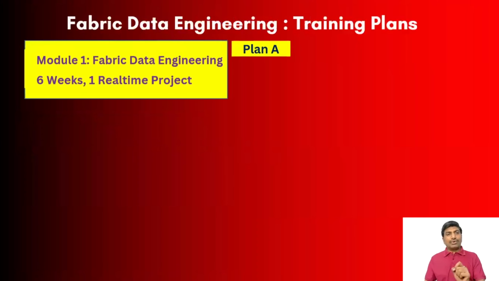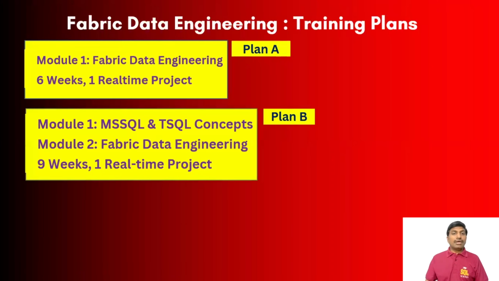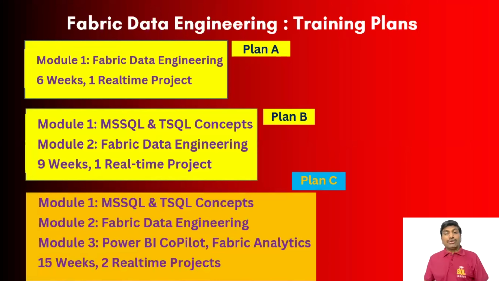So plan A, you can join only for Fabric engineering directly. Plan B, SQL plus Fabric data engineering. Or plan C, my preference, SQL plus Fabric engineering plus Power BI Copilot and Fabric Analytics. Complete Power BI with Copilot and Analytics. The choice is yours. You may choose whichever option you want.